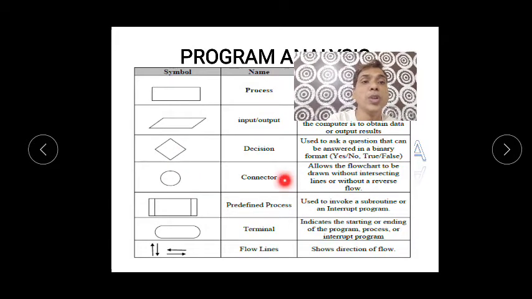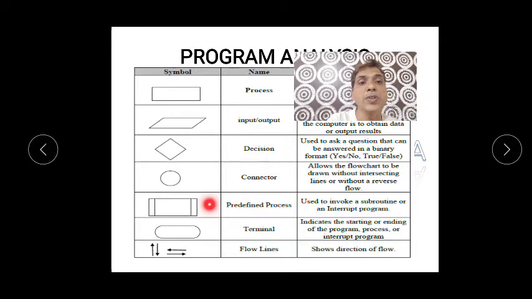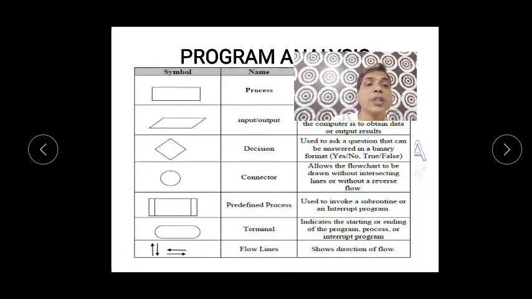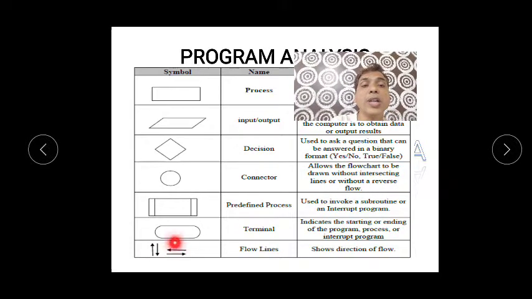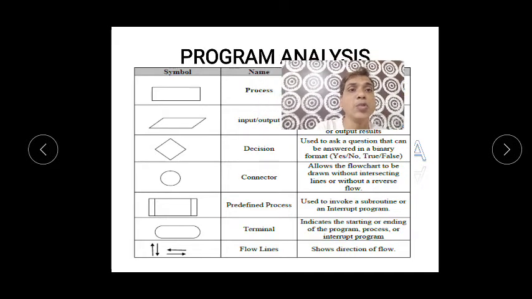Connectors allow the flowchart to be drawn without intersecting lines or a reverse flow. Then predefined processes are used to invoke a subroutine or an interrupt program. Now this is very important. Rounded rectangles are known as start or the terminals, indicating the starting or the ending of the program, processes or interrupt program. These are also very important: arrow lines or flow lines show the direction in which your program is going. So I hope you understood this.